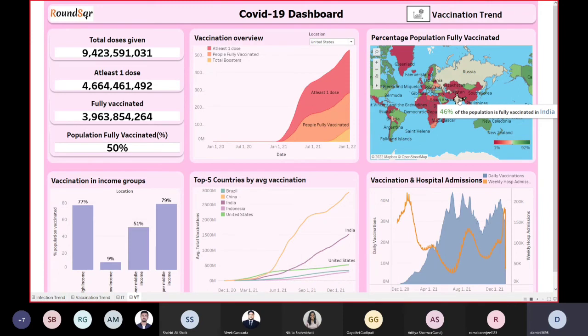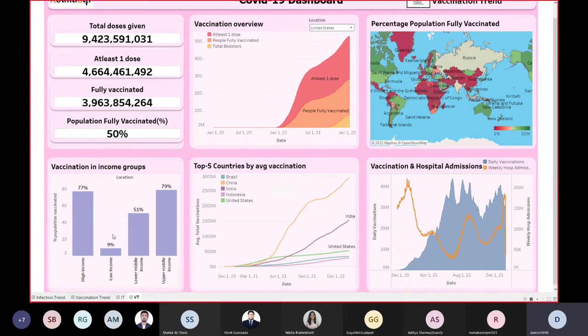We can check for countries like India, 46%, Russia, 46%, 77% for Australia, 78% for Canada, etc. Next we have the vaccination in income groups. Although we didn't have any data present for these specific countries in Africa, we can make an assumption from this bar graph, which shows only 9% of the population got vaccinated in low income countries compared to 77% and 79% in high income and upper middle income countries. That shows a huge disparity between the vaccinations.